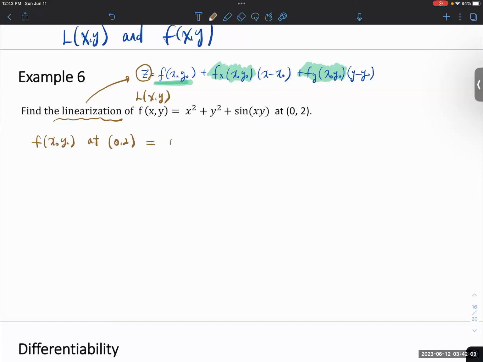So it is going to be 0 squared plus 2 squared plus sine of 2 times 0. 2 times 0 is 0, sine 0 is 0. 4 plus 0, you should get 4.